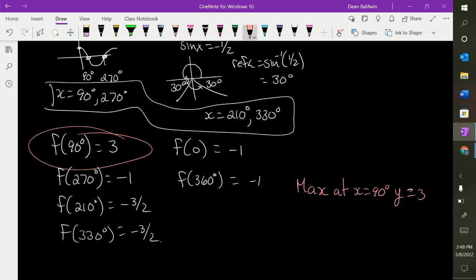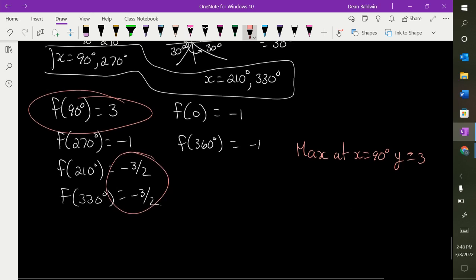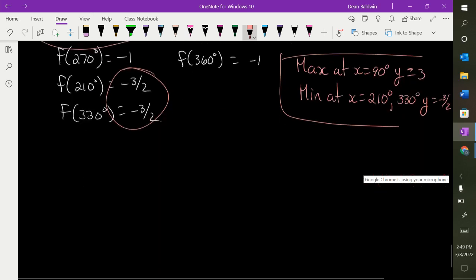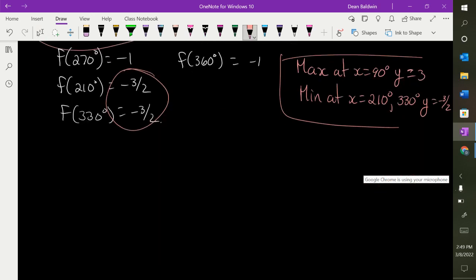I'm going to show you the graph of this in a sec. And we have a min, the smallest value are these two guys. We have two mins. So we have a min at x is equal to 210 and 330, and the y value is negative 3 over 2, or negative 1.5. So the graph of that function looks like this.